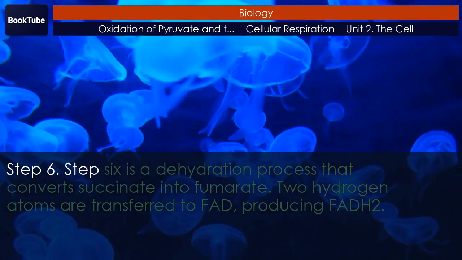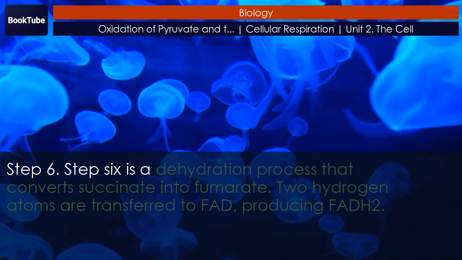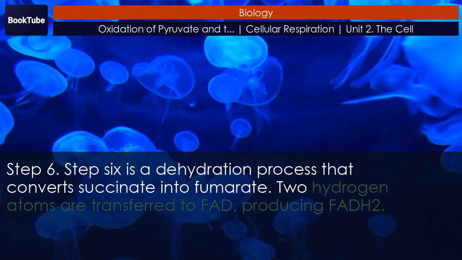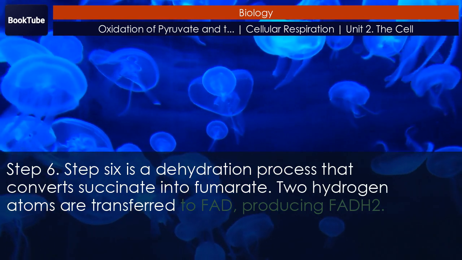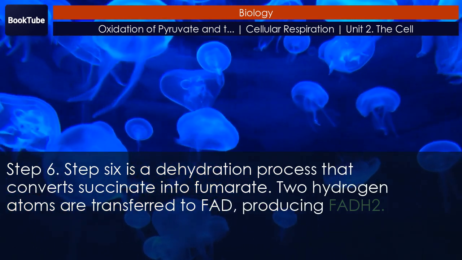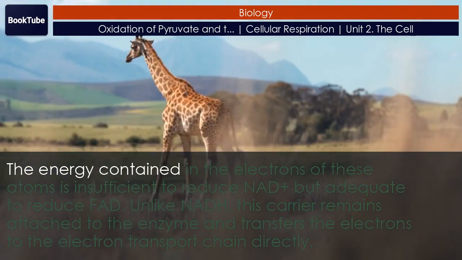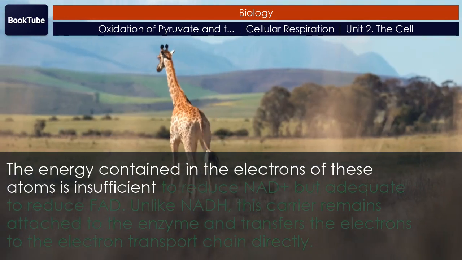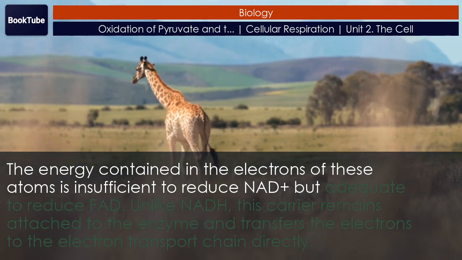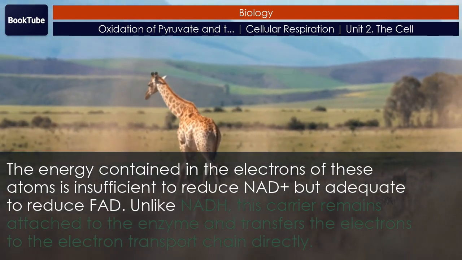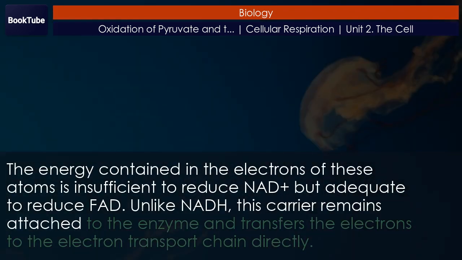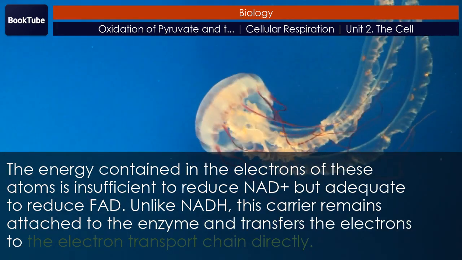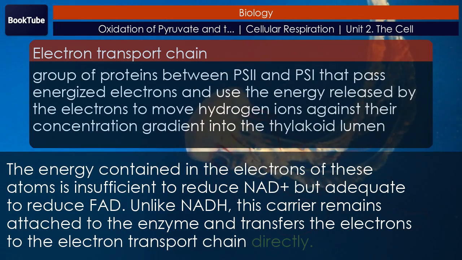Step 6. Step 6 is a dehydration process that converts succinate into fumarate. 2 hydrogen atoms are transferred to FAD, producing FADH2. The energy contained in the electrons of these atoms is insufficient to reduce NAD+, but adequate to reduce FAD. Unlike NADH, this carrier remains attached to the enzyme and transfers the electrons to the electron transport chain directly.